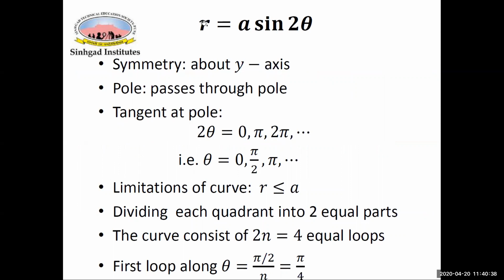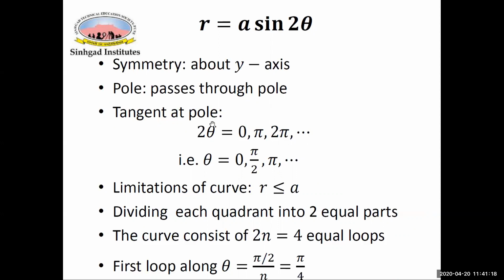Now we'll see the first example, that is r is equal to a sin 2 theta. This is the Rhodes curve. It will be symmetric about y-axis because it is sin 2 theta. R replaced by minus r, theta by minus theta, equation remains unchanged, hence it is symmetric about y-axis. For value of theta equal to 0, r will be 0 and hence it passes through pole. Now substitute r equal to 0. You'll get a sin 2 theta equal to 0.